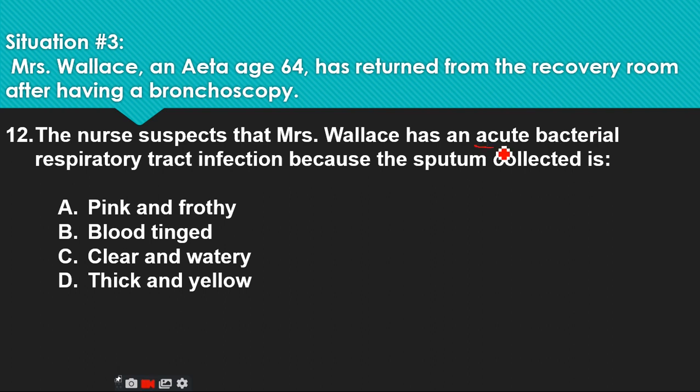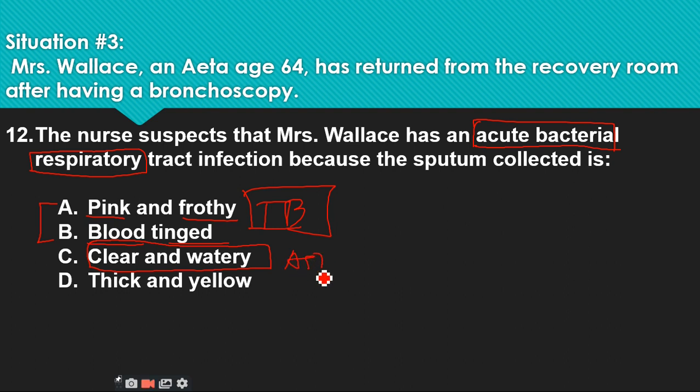Take note of the word acute bacterial infection. When you say acute, it means that it's going to be a recently diagnosed condition. Letter A, pink and frothy, this is for chronic. Blood tinge is also chronic. Letter A and letter B are talking about possible TB. And take note, TB is basically a chronic condition of the lungs. And in this case, the patient probably has a risk for pneumonia. And letter C, clear and watery, this is specific for patients who have had asthma.